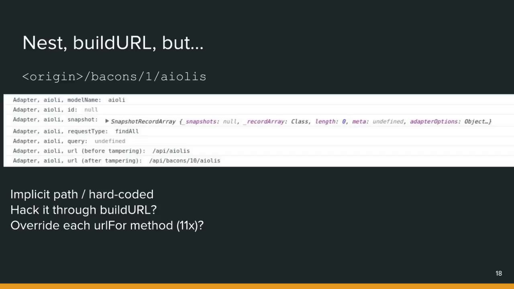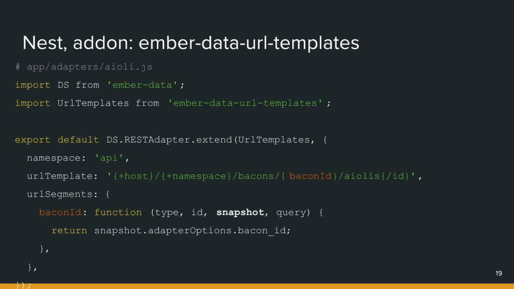Unfortunately, this URL.replace is really nasty. It's implicitly hard coding what my resource representation is like, which is really, really bad to do. I'm hacking buildURL, which might lead to some problems down the road, but it does mean I don't have to overwrite the individual URL formats. So that first problem I mentioned, with implicitly sort of hard coding the path, is solved by this add-on by a guy named Ariel. I don't know him, but I love his add-on. It's called data-URL-templates.